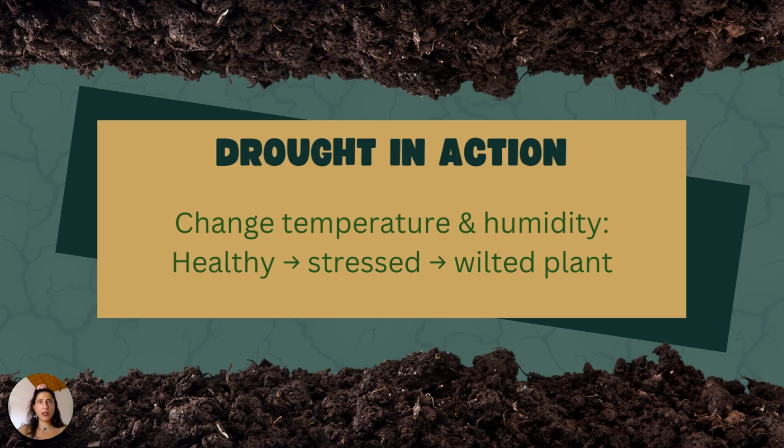Students can move sliders for the temperature and the humidity. When it gets hotter and drier, the plant starts to suffer. This way, children can see how climate change feels in real life, not just read about it.